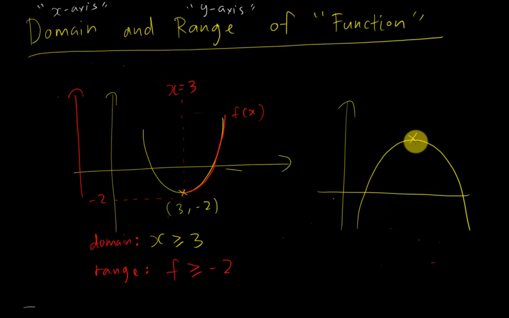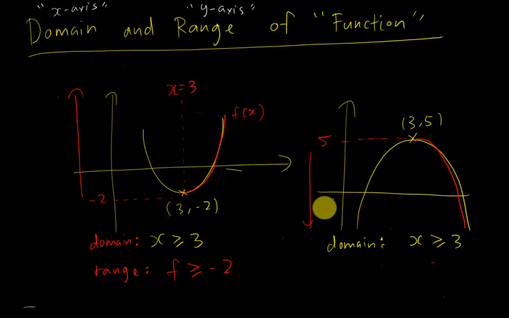Same idea happens to this one. Let's say this one is 3, 5. Then I can randomly tell you anything, maybe my domain is x must be bigger or equal to 3. Same case. That means right now I only want this part. So I know it will go from 5 down to infinity, isn't it? So I will say my range is less than or equal to 5, because any value below here must be less than 5 because the maximum is already 5.